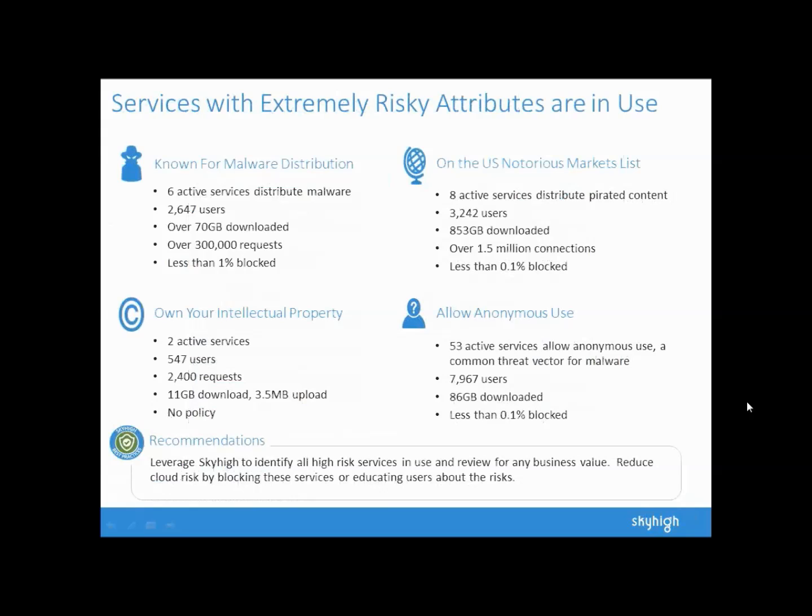We can also report on how many cloud services have been used that have been known to be used for malware distribution, or how many have in their terms and conditions that intellectual property of any data uploaded belongs to the cloud service provider. Some of them, unfortunately, in this report were on the US notorious markets list, so known for distributing pirated content, for example, or services that allow people to log in anonymously. So somebody might log in from your organization and upload information, and then someone else logs in anonymously to that. A common threat vector, perhaps for malware coming into the organization or information going out of your organization and then being lost.